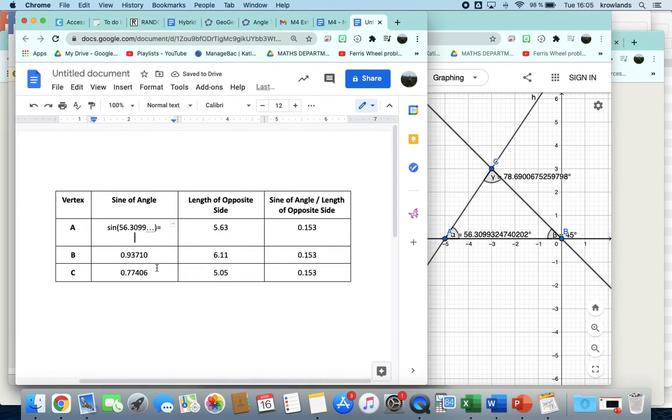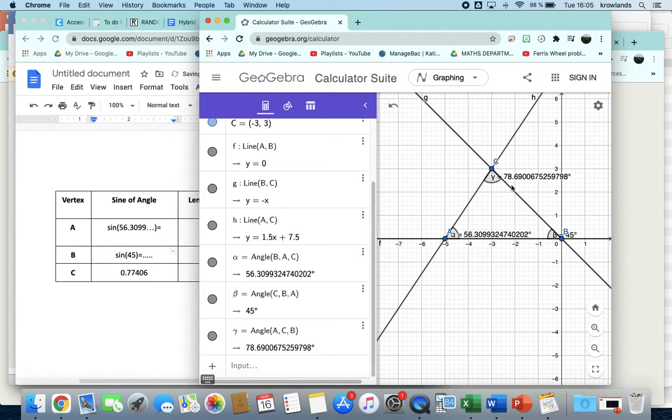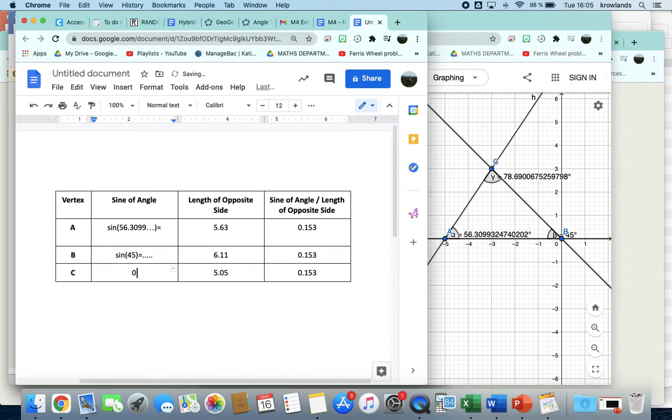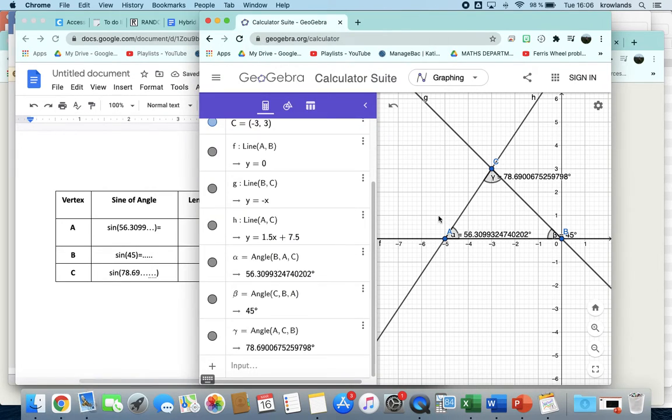Our angle is 45. We then need to find sine of 45. We then need to go to vertex C and find sine of 78.69. Now, this shows different vertices. Angle A, angle B, angle C.